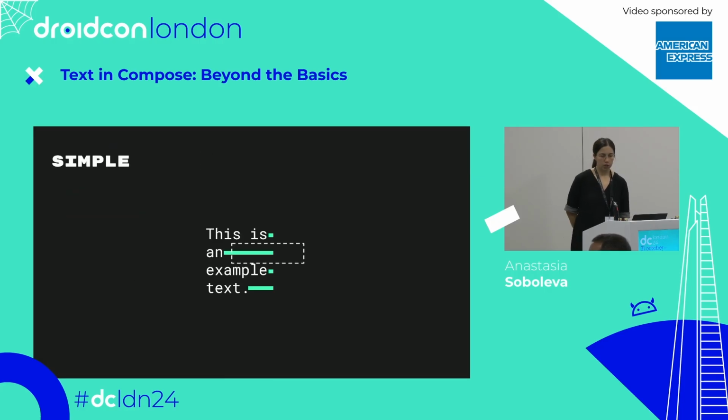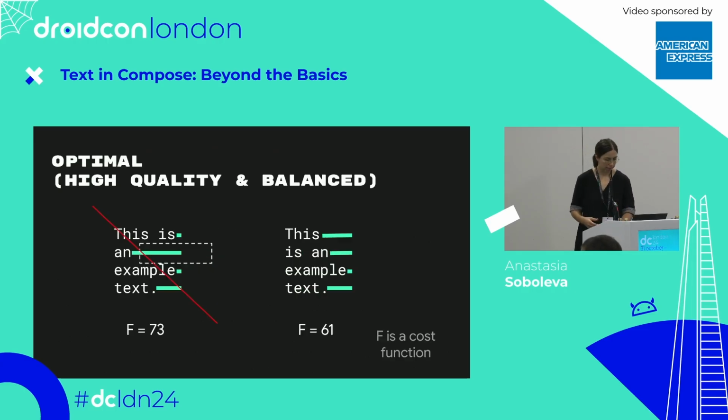For the simple breaking strategy, we run a simple greedy algorithm. So as soon as you reach the end of the available width, we break into the next line on the nearest opportunity. High quality and balance are a bit more complex. Under the hood, both of them use dynamic programming to solve the minimization problem. Android adopted this line breaking algorithm from the text typesetting program. You probably heard of it. So the algorithm tries to minimize the total amount of spaces across all of the lines altogether.